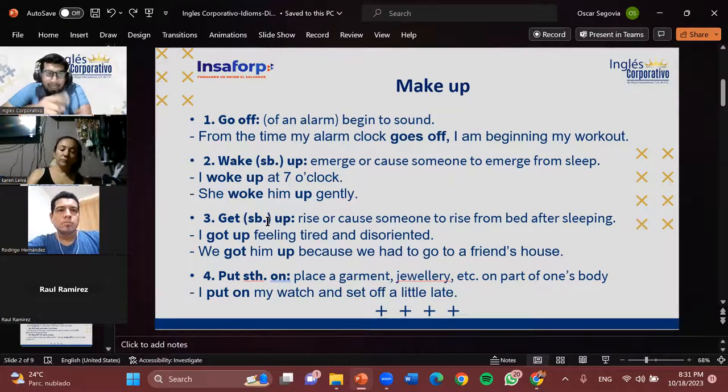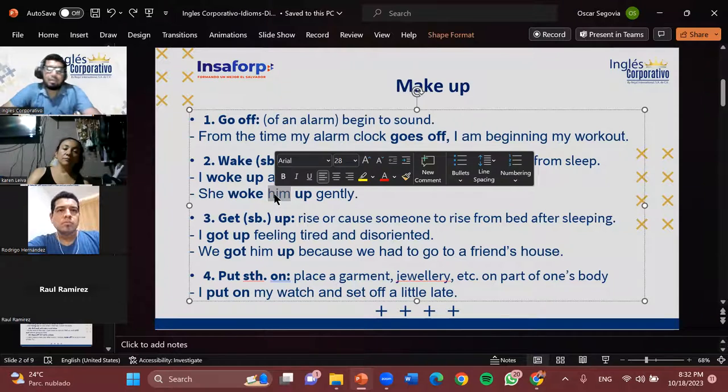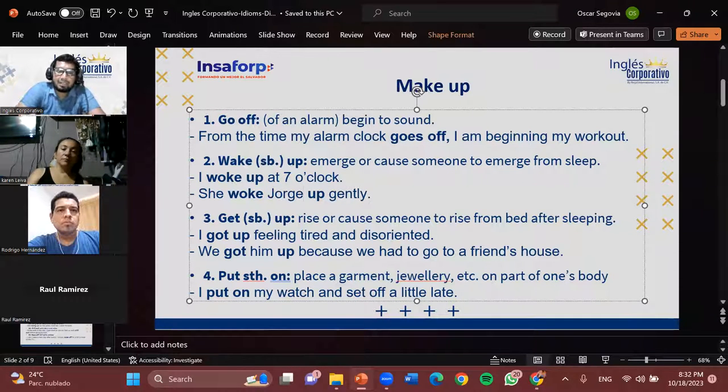So wake up is simply opening your eyes or coming out of the sleep period. And getting up is actually moving, doing some action with your body to leave your bed. All right. So with examples: I woke up at 7 o'clock, and she woke him up gently. Here, of course, this him you can replace all the time with, let's say, she woke Jorge up gently, or she woke Leslie up gently. Any name, any noun you can place here will work.